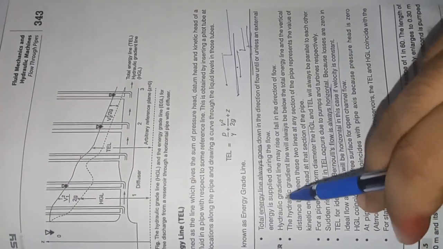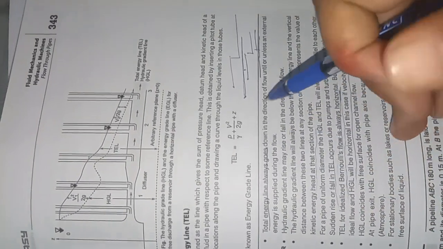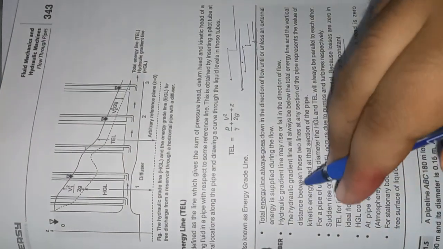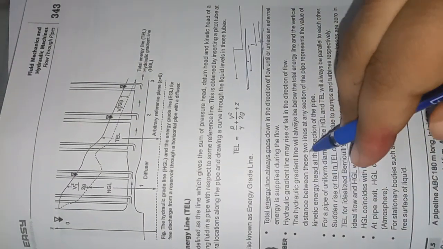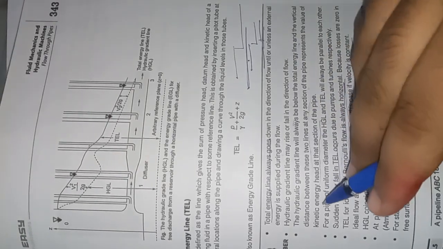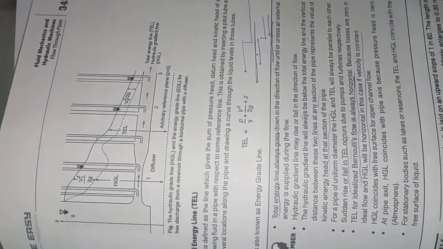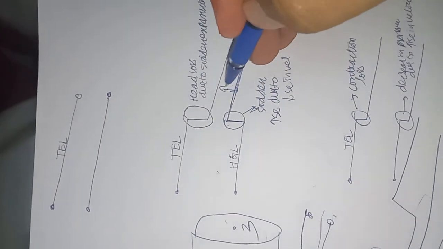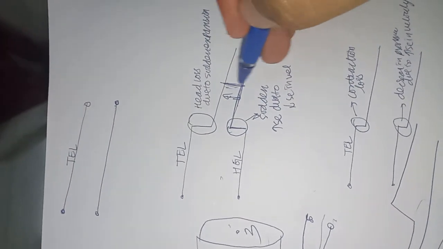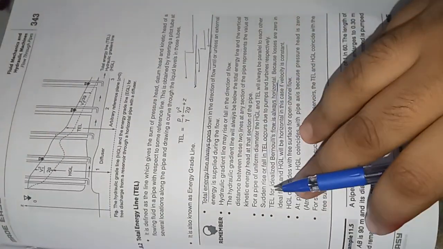With a pump, the hydraulic gradient line may rise or fall in the direction of flow. The hydraulic gradient line will always be below the total energy line, and the vertical distance between the two represents the kinetic velocity head. Suppose this is the case. The difference here will represent the difference in velocity head between these points. MCQ questions are all like this.